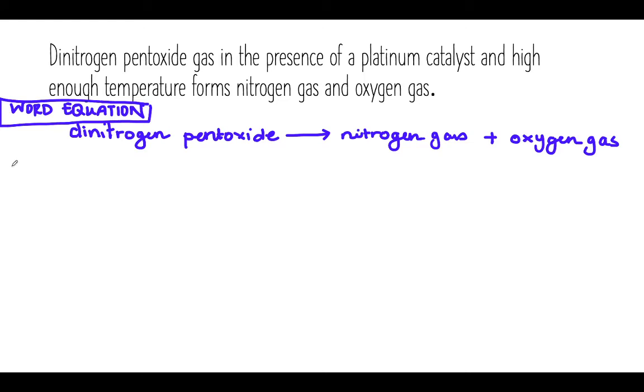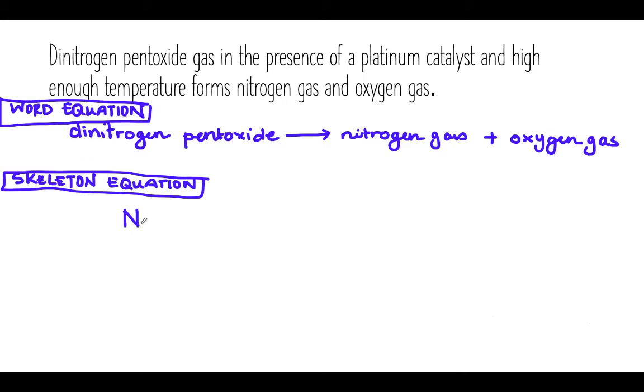All right. Next, I can write my skeleton equation. So the skeleton equation only includes the chemical formula of each of these compounds, but not balanced. So dinitrogen pentoxide, this is a molecular compound because it has the prefixes. So dinitrogen pentoxide, my arrow.